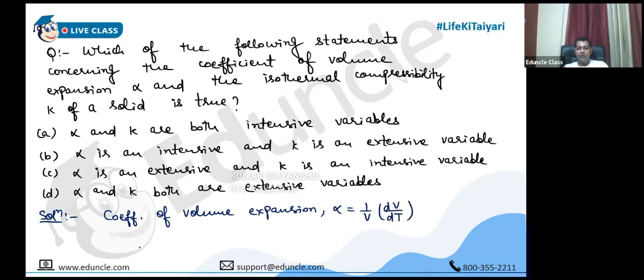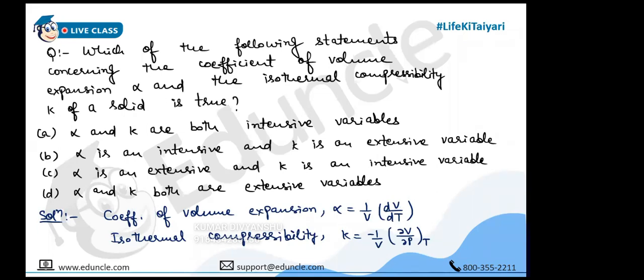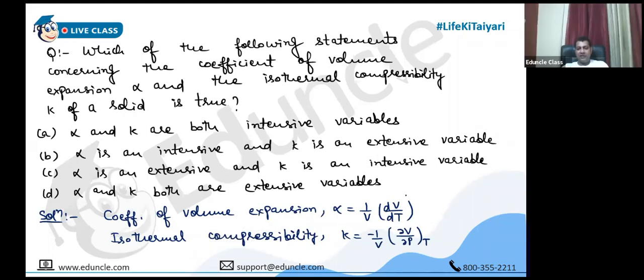This is the coefficient of volume expansion. It's wrong, Rita and Ritika. So I have written their formula. Now, alpha depends upon temperature because volume and volume will get cancelled, and temperature is what? Intensive or extensive? It is intensive. And K depends upon pressure. Pressure is also intensive. So it means alpha and K both are intensive.